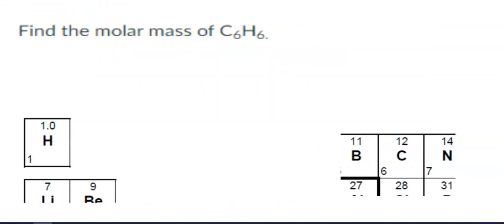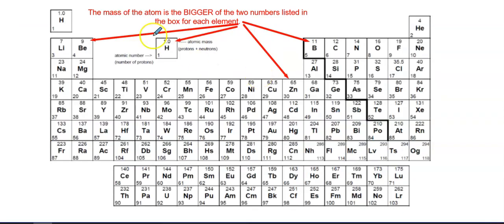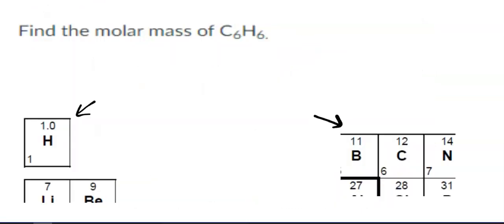Okay, so let's hop in. These things right here are just snippets from the periodic table I took to save us time from having to flip back. I took a little section here and here so we'd have the two element masses we need. So it says find the molar mass of C6H6.